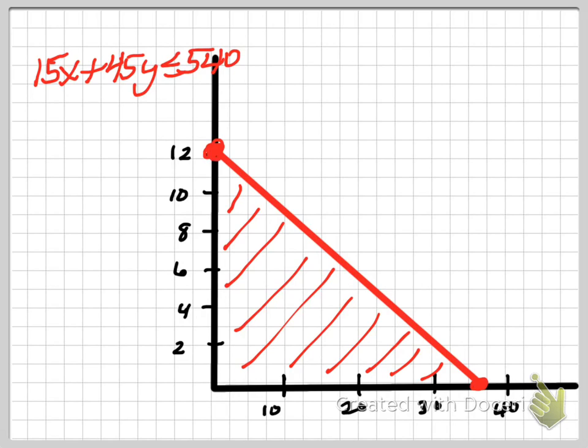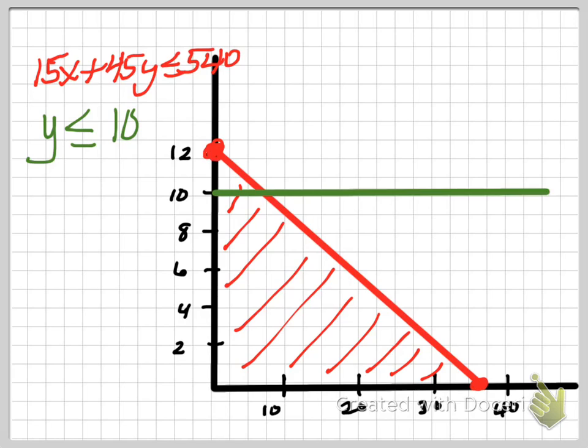Now, our other constraint in this problem was a simple one: y is less than or equal to 10. That is a horizontal line, so we're going to draw a horizontal line that goes through 10. It looks like that, and since it's less than 10, we're shading everything below that. Everything below that is also shared with the red.